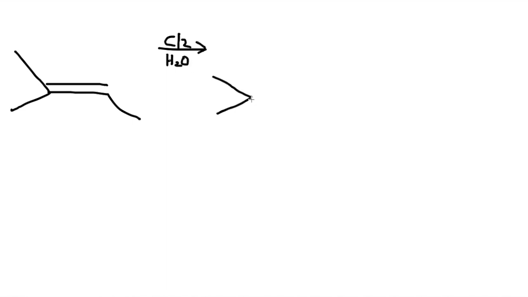Let's do another example. So if you have this, and this was reacting with, let me just see, chlorine and water. Okay, so the first thing you want to do is redraw the structure. And we have two chlorines, right? They both have three lone pairs.